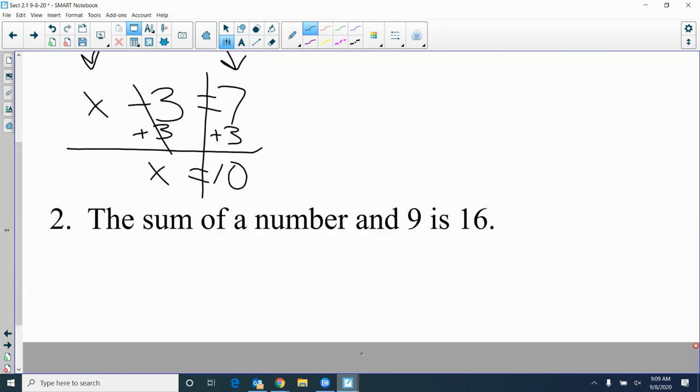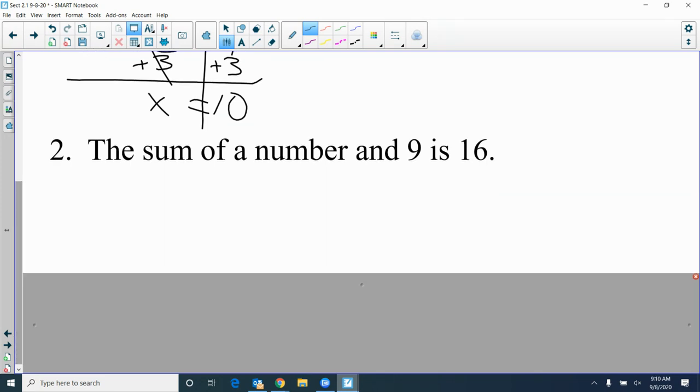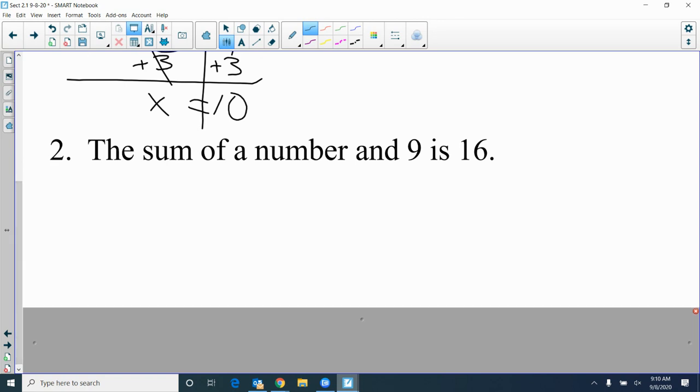So you're solving one. All right, next one. The sum of a number and 9 is 16. Who thinks they know what my equation is going to be? Christian? X plus 9 equals 16. Okay, X. So a number and 9 equals 16. Very good, Christian. There's the sum of a number and 9, there's my equal sign, 16.